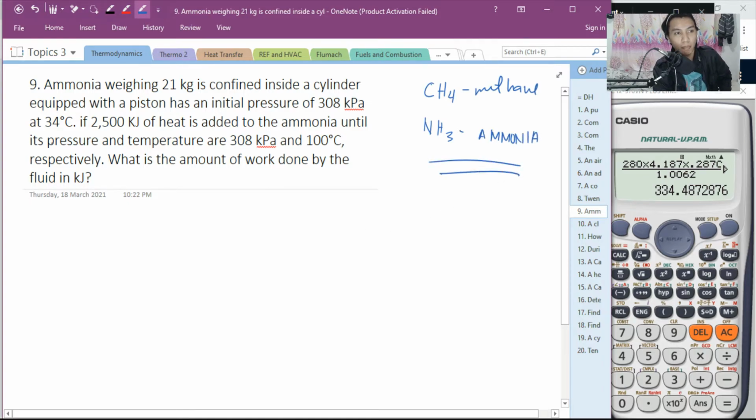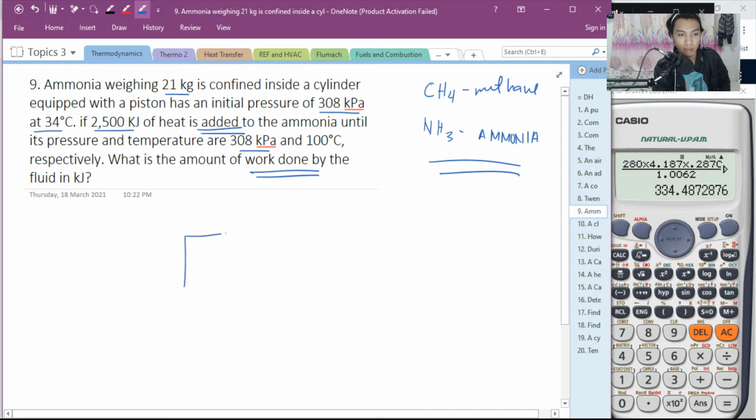Ammonia weighing 21 kilograms is confined inside a cylinder, equipped with a piston and has an initial pressure of 308 kilopascals at 34 degrees Celsius. If 2,500 kilojoules of heat is added to the ammonia until its pressure and temperature are 308 kPa and 110 degrees Celsius, respectively, what is the amount of work done by the fluid?